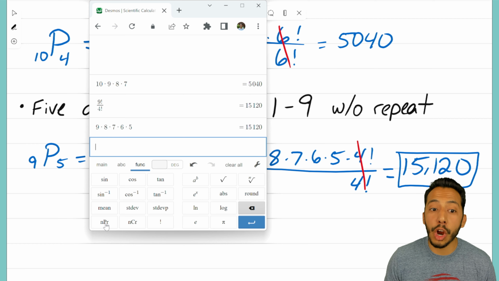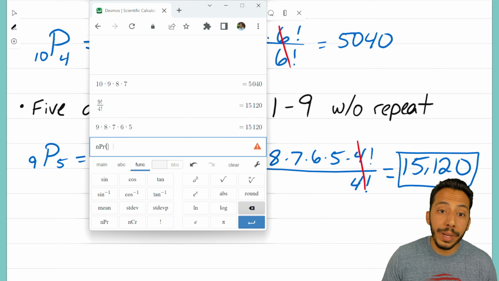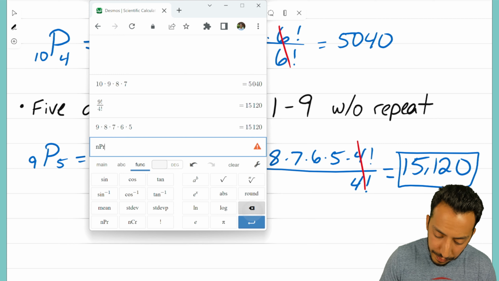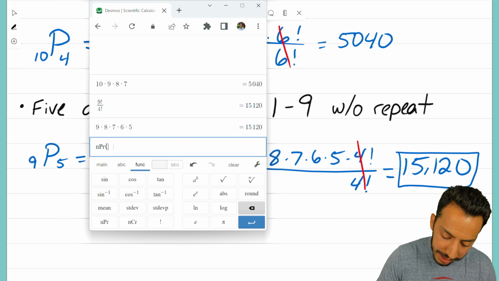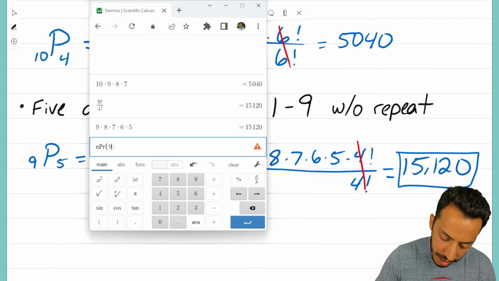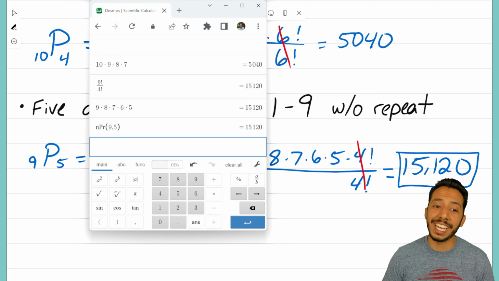nPr. That is our permutation notation, right there where I had 9P5. We could take this and type in those two numbers. Now, I've never used it on this calculator before, so we'll have to see. I guess if I hit 9, I hit this number. Nope, that did not do it. I think what I have to do is hit this first and do 9, 5. Yeah, that's how you do it on Desmos. See, we're learning together here.